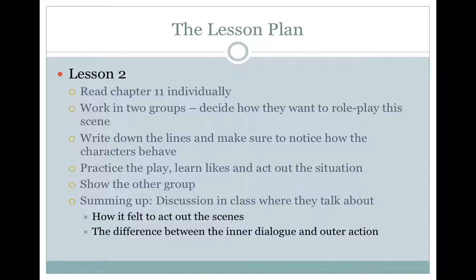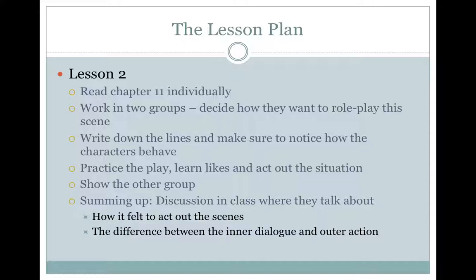So on the Friday, we want to have a short recap. I'll ask them first to read chapter 11 again individually, silently, and then I'm going to divide them into two groups, and then they have to decide themselves how they want to act out this scene. This is a scene where Christopher's found the dog in the garden, and the police has arrived to stop him because he's making a spectacle.